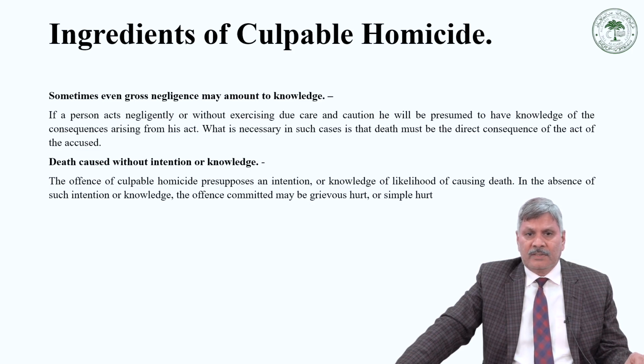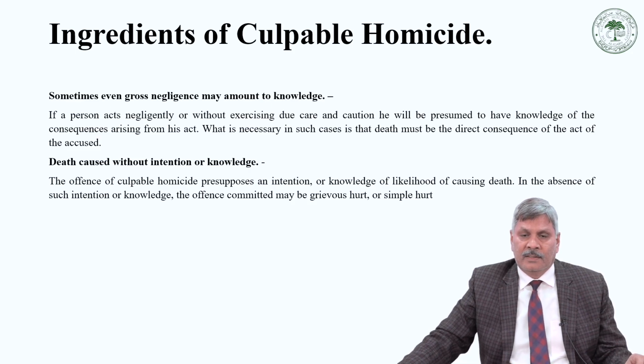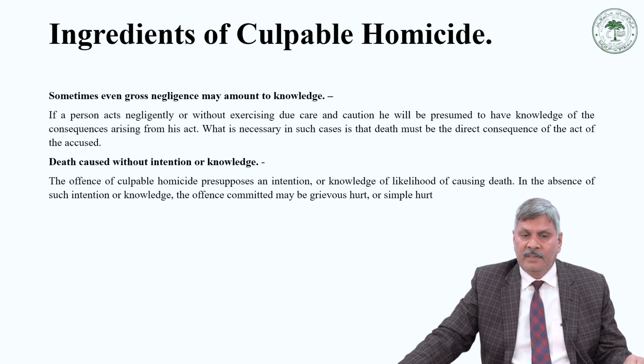Since gross negligence implies knowledge, A is liable for committing culpable homicide not amounting to murder under section 100 of the Bharatiya Nyaya Samhita, as A has acted with gross negligence. In cases where death is caused without intention or knowledge, we have seen that culpable homicide presupposes either an intention or knowledge of likelihood of causing death.